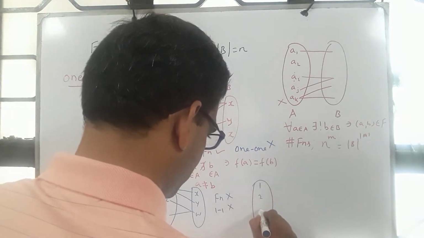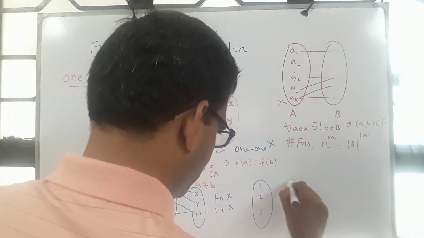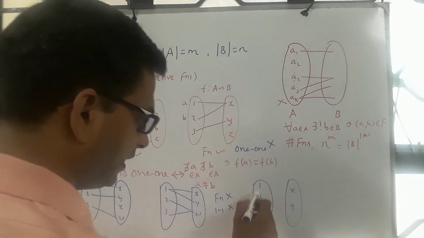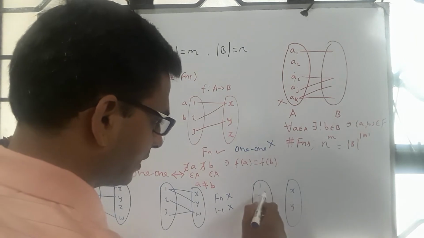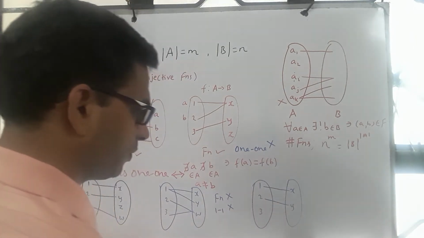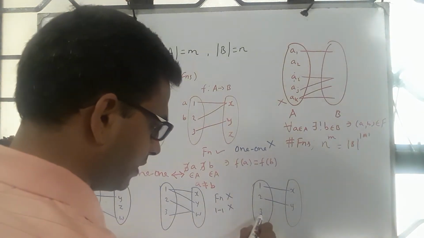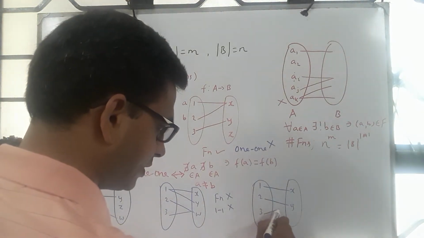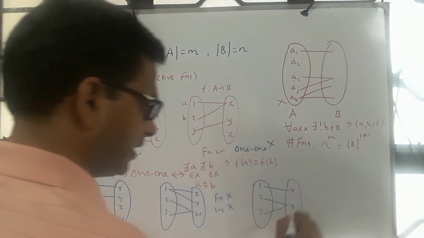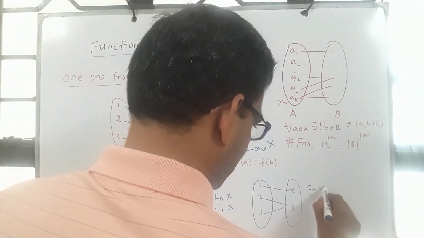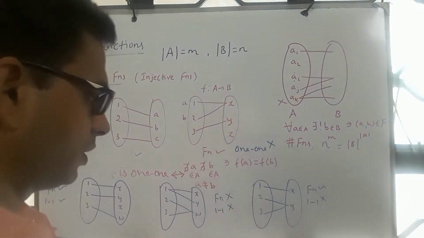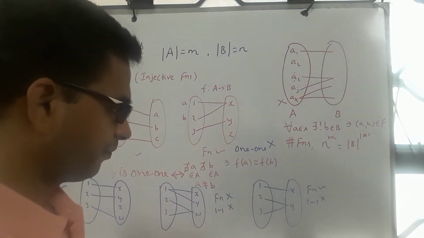So 1, 2, 3, and on this side you have just x and y. Now each of them should have an image. So this is mapped to y. This should have an image. Now the moment you attach 3 to y, you see that it is just a function and it is not 1 to 1. So this also tells you something.